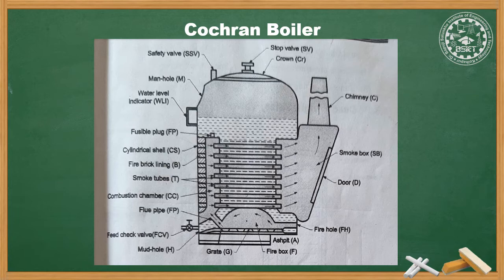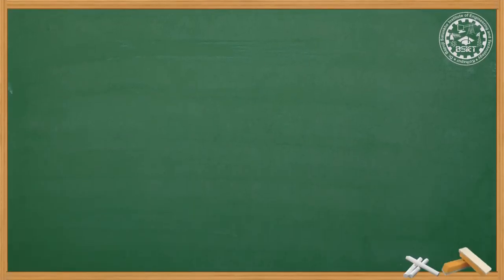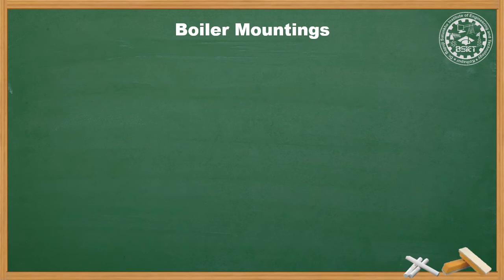This type of fire tube boiler has a capacity of 400 kg per hour at a pressure of 15 to 17 bar. The next point is boiler mountings. Boiler mountings are the various types of fittings and devices which are necessary for the operation and safety of a boiler. These devices are mounted over the shell. The following are the boiler mountings.